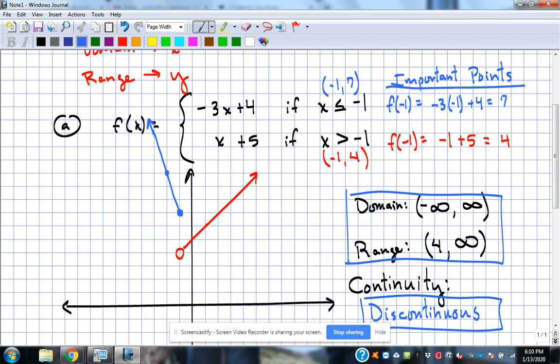So the continuous ones are going to be connected to one another. That's what continuous means. It never stops. It keeps going, right? Connects together. So this one would be discontinuous.